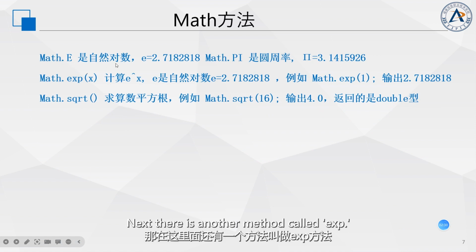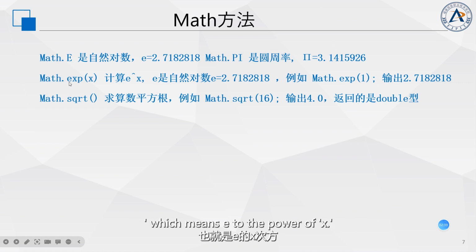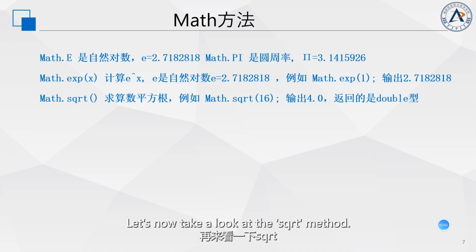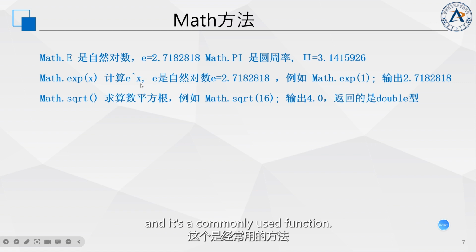Next, there is another method called exp. This method is used to calculate the exponential value of the natural logarithm base e, which means e to the power of x. Let's now take a look at the sqrt method. This method is used to calculate the square root of a number, and it's a commonly used function.